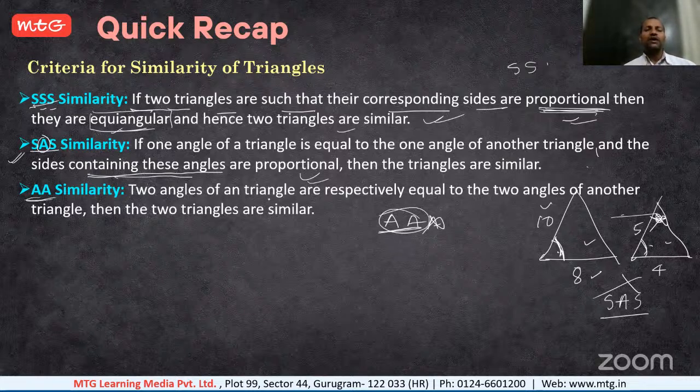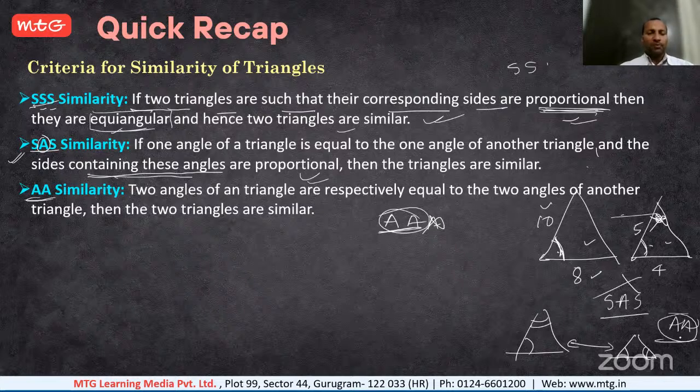Okay. So if two angles of a triangle are equal to two angles of another, then both triangles are similar. Like if we say in this triangle, this angle is equal to this angle, and this angle is equal to this angle, okay, so these two triangles will be similar by angle criteria. Fine. So I hope you understood these three criteria. If you have any doubt, please let me know.